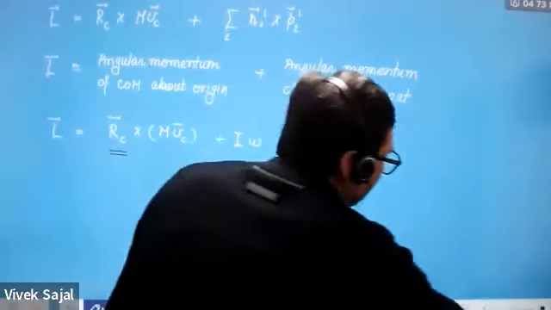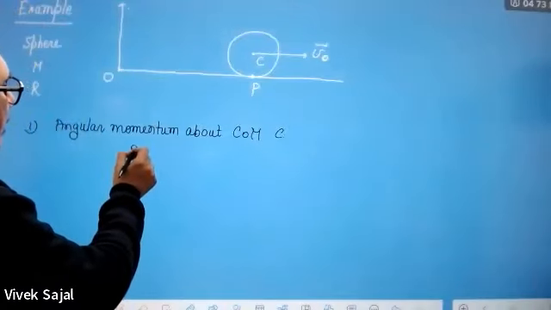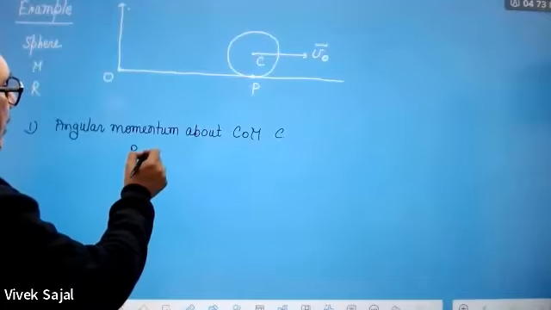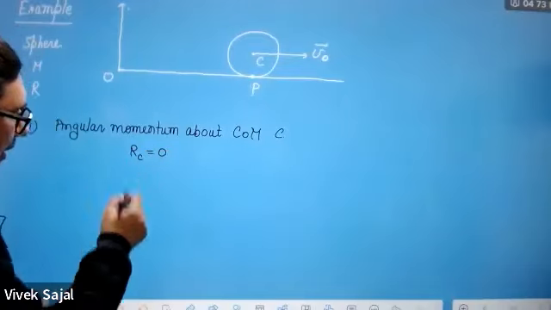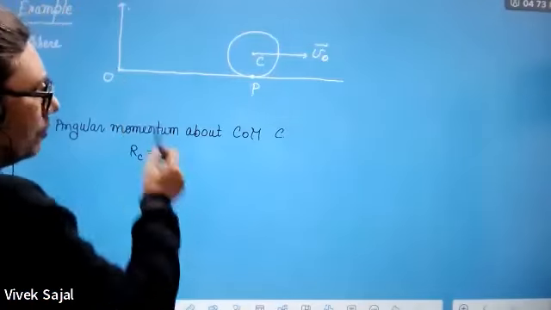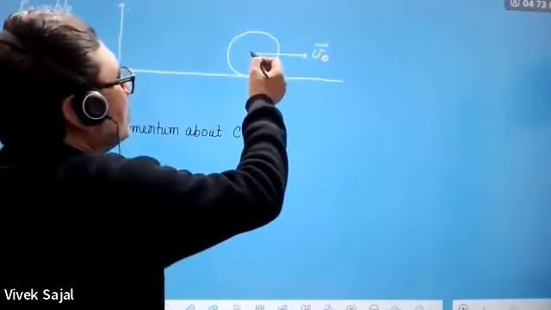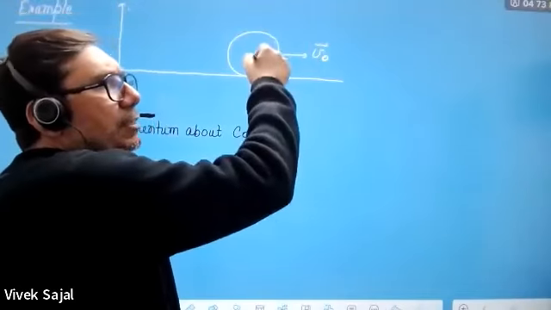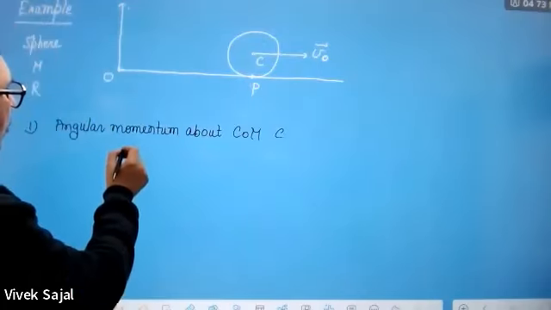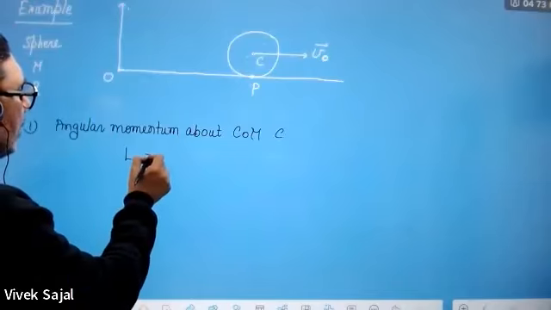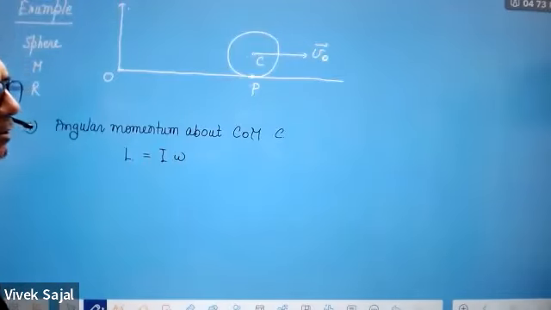So in the first case, here RC will become 0. I'm not saying with respect to O, but try to understand what I want to say here: the position vector of C with respect to itself will be 0. So the first term will be 0. So what will be the angular momentum? That will be simply I omega. This will be I omega.